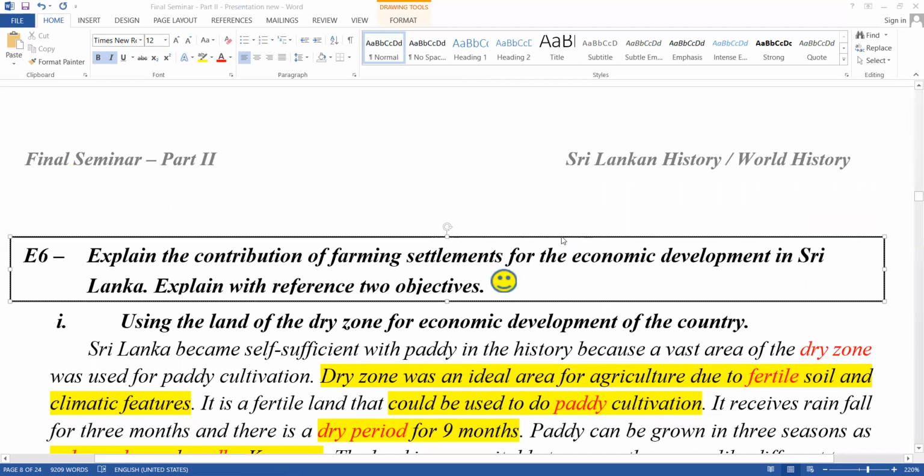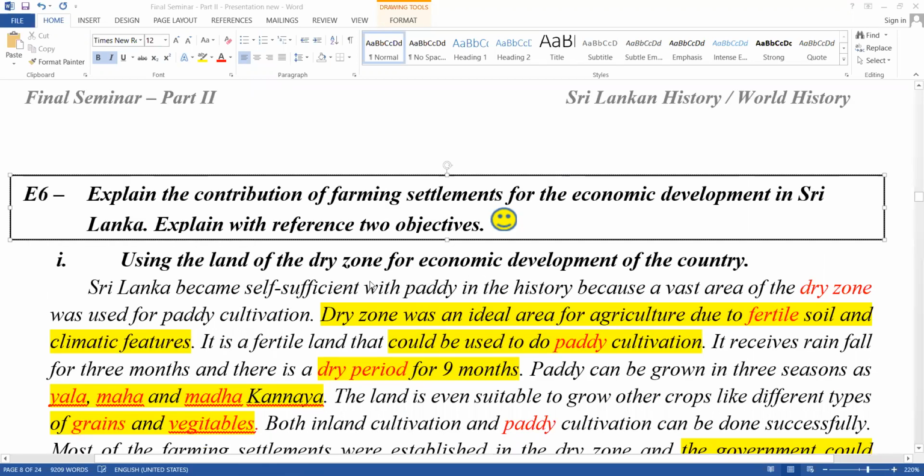How? Once again, using the land of the dry zone for economic development. He selected those landless farmers from the wet zone and settled them in the dry zone, giving all the facilities. Every facility should be provided: schools, health facilities, road network, markets, and everything. Through this, he could use the land of the dry zone for economic development. If a question is given, the dry zone of Sri Lanka is the most suitable area to develop the economy of Sri Lanka, explain under 2 headings. So this is the answer.